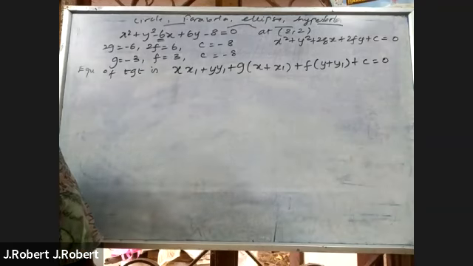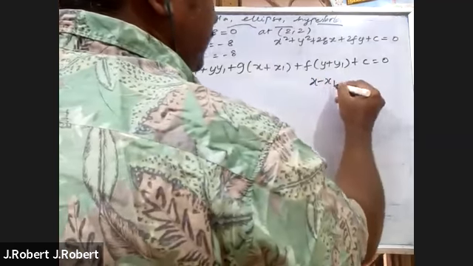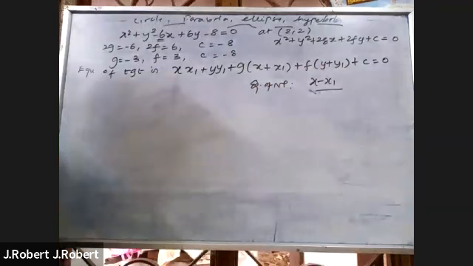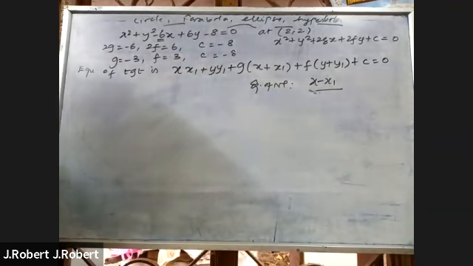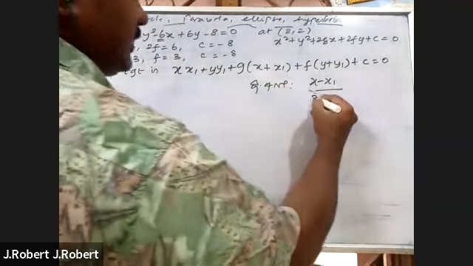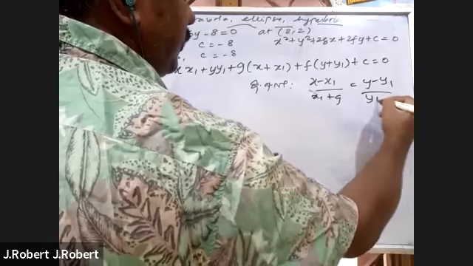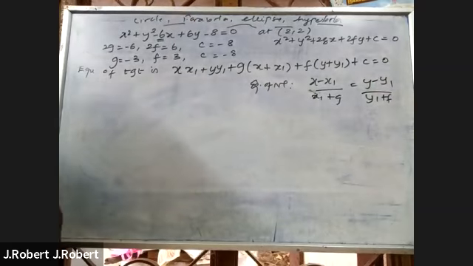But for the equation of normal, there is a direct formula. X minus x1, this is called the equation of normal. I just recall this: x minus x1 divided by x1 plus g is equal to y minus y1 divided by y1 plus f. So this is called the equation of normal.